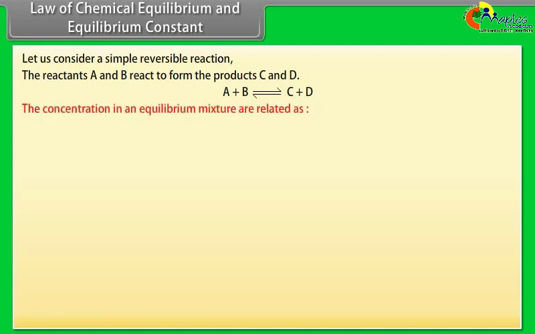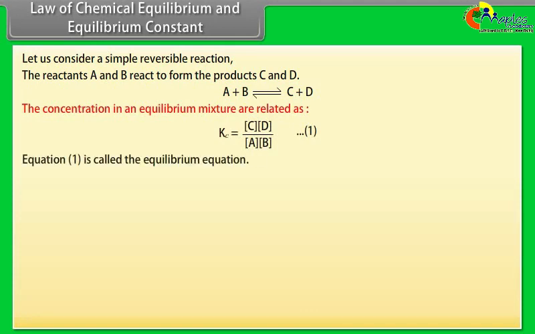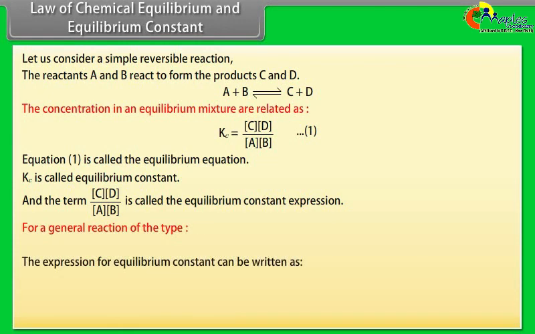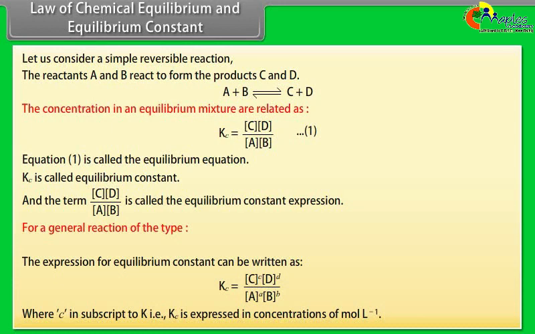The concentrations in an equilibrium mixture are related as, name it as equation 1. Equation 1 is called the equilibrium equation. Kc is called the equilibrium constant, and the term is called the equilibrium constant expression. For a general reaction of the type, the expression for equilibrium constant can be written as, where C is subscript to K, that is, Kc is expressed in concentration of mole per liter.